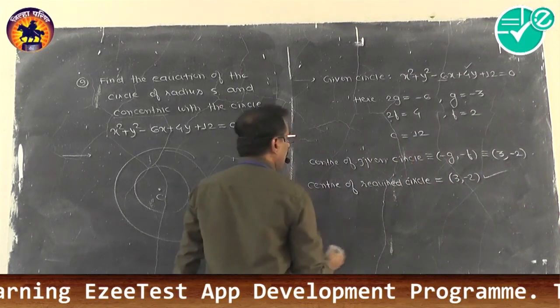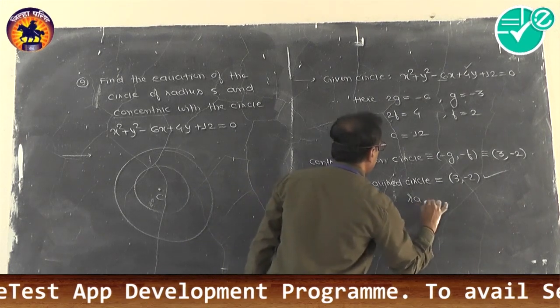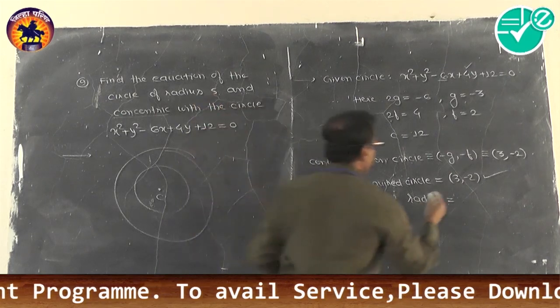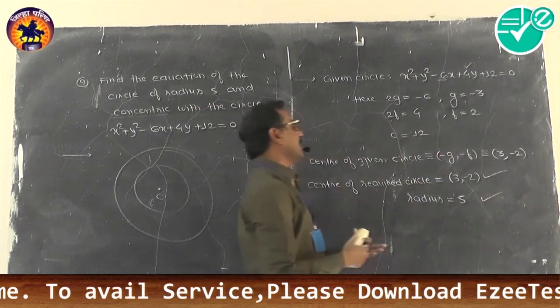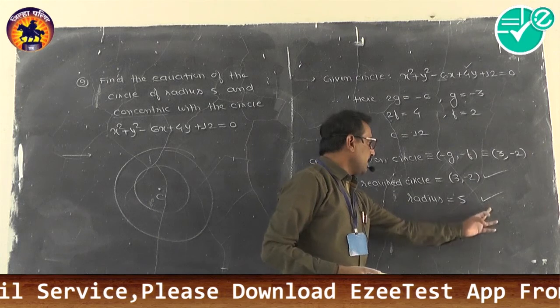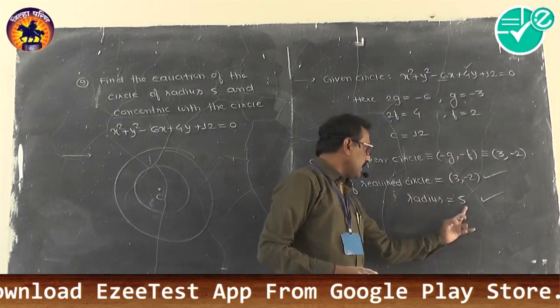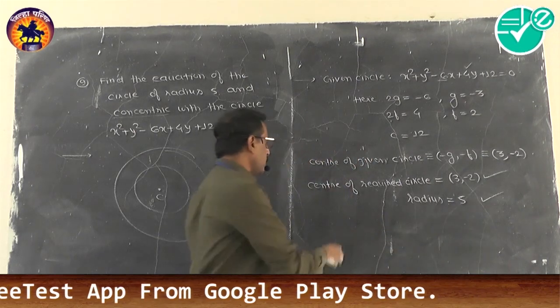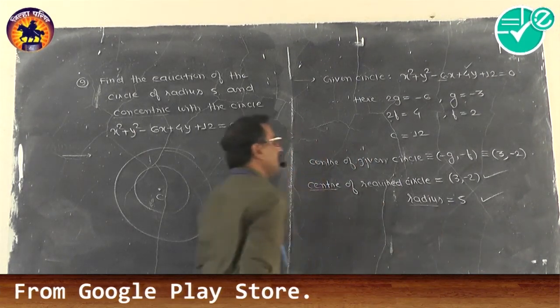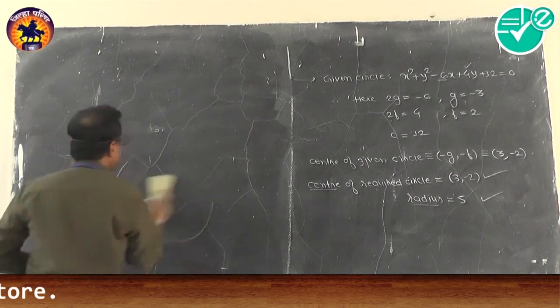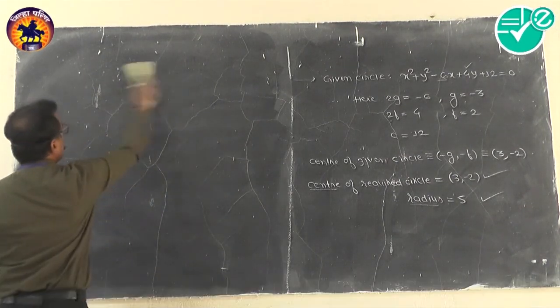Center is known, and what is given? Radius. What is the radius given? 5. Now these tick marks are important. These two tick marks mean these are the important cases here. This is the center of the required circle and this is the radius of the required circle. So which two quantities are we knowing? Center is known, radius is known. Which form do we have to use? Center radius form. So we will write by center radius form.